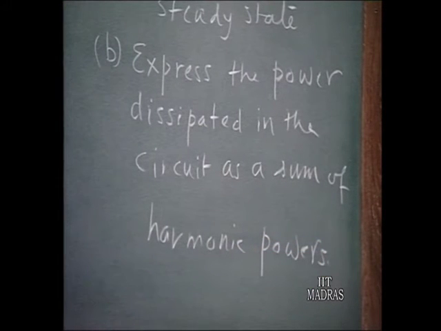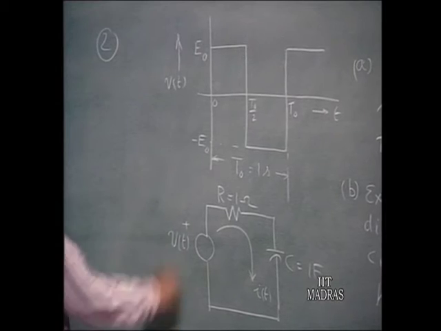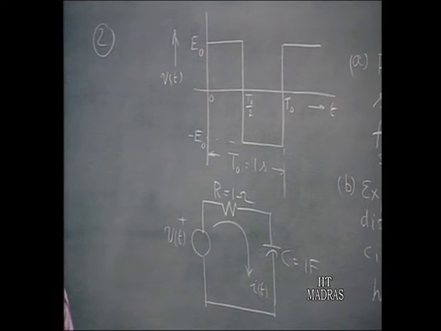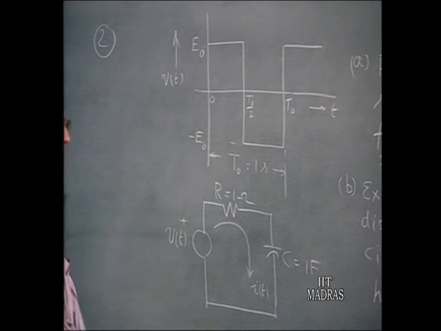So, the first problem requires you to find out the Fourier series expansion for the current I of t under steady state. So, you find out the various harmonic components of V of t, find out the components of current at different frequencies driven by that source and sum them up. That is the Fourier series expansion for I of t. In the second part, you are asked to calculate the power as a sum of harmonic powers. You have two ways of doing this.